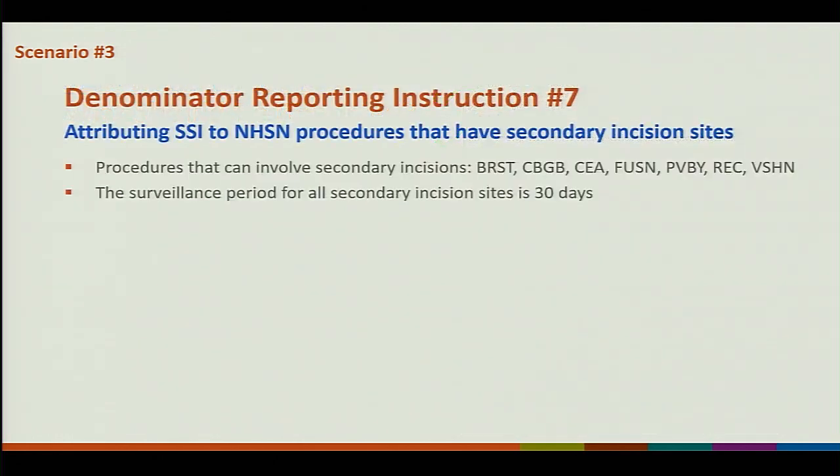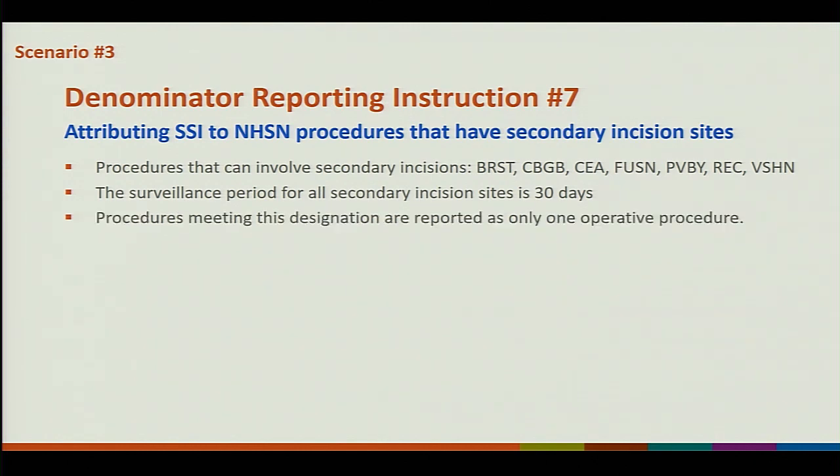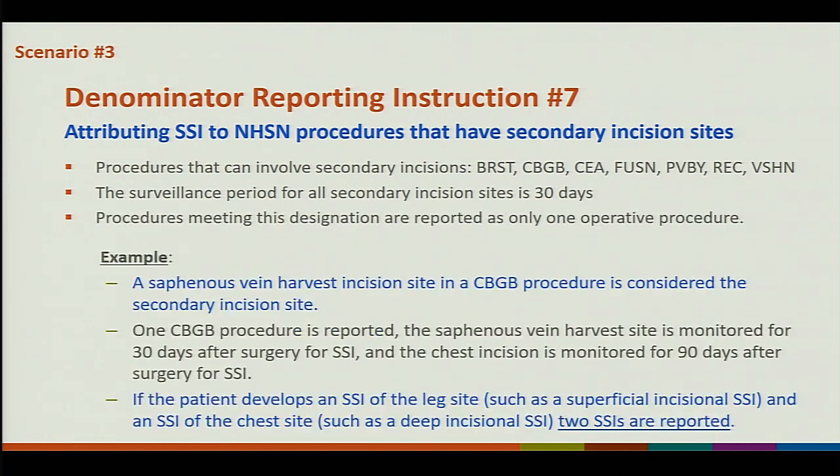So let's talk about this. Actually, a similar scenario would be addressed in denominator reporting instruction number 7. This is one of those procedures, one of the 7 that has a secondary incision site, the CBGB. So we remember that we follow the leg incision for 30 days, we follow the chest incision for 90 days, and you only report the 1 procedure, but you actually have 2 SSI events attributed to the procedure. Does it make sense? Yeah, so 2 SSI events are actually reported here.